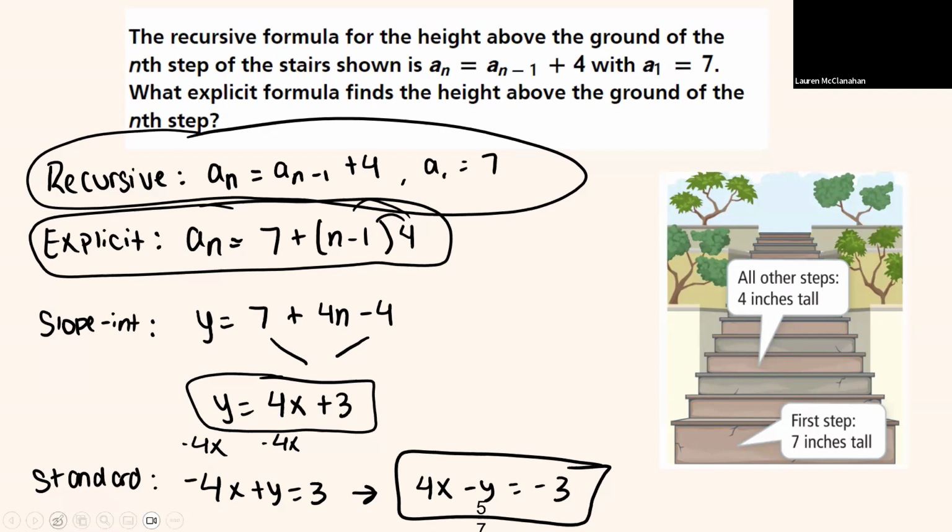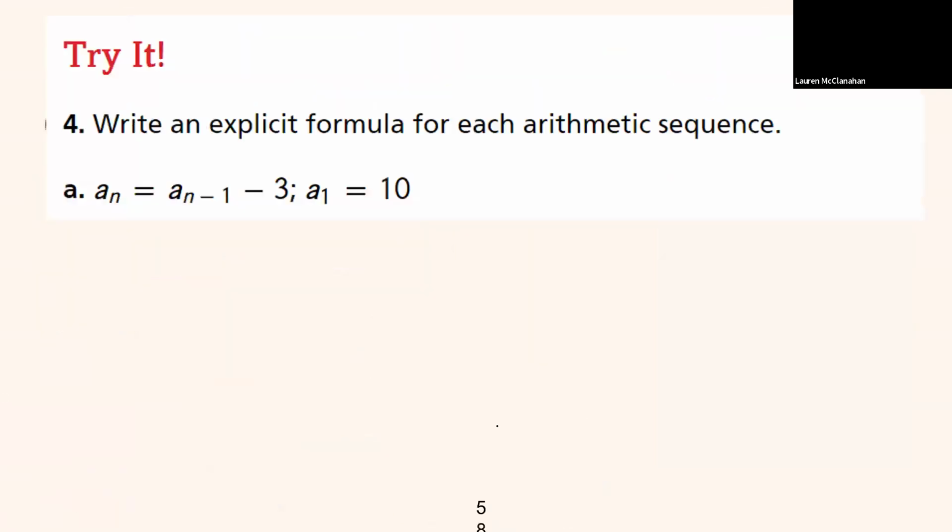All right, here we go. Looking at 4A in your workbook. We're on page 121 in your workbook doing try it 4A. So it says write an explicit form for each arithmetic sequence. So this is written in recursive, okay? Out next to this, I want you to write, this is recursive. So we're going to write it in explicit form.